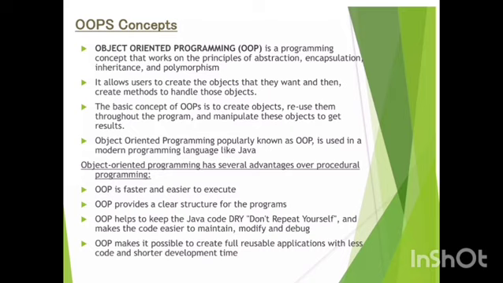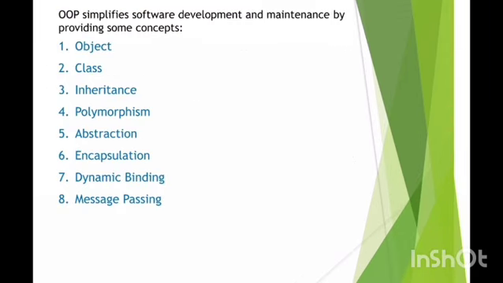So OOPS concepts: object-oriented programming is a concept that works on the principles of abstraction, encapsulation, inheritance and polymorphism. So OOPS is faster and easier to execute. OOPS provides a clear structure to the program. OOPS helps to keep Java code DRY. So it simplifies software development and maintenance by providing some concepts: object, classes, inheritance, polymorphism, abstraction, encapsulation, data binding and message passing.